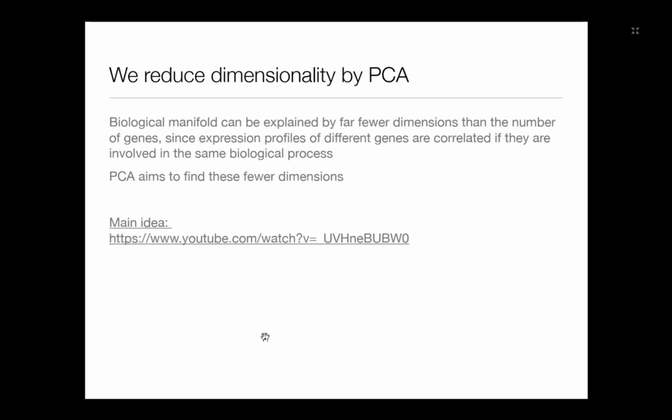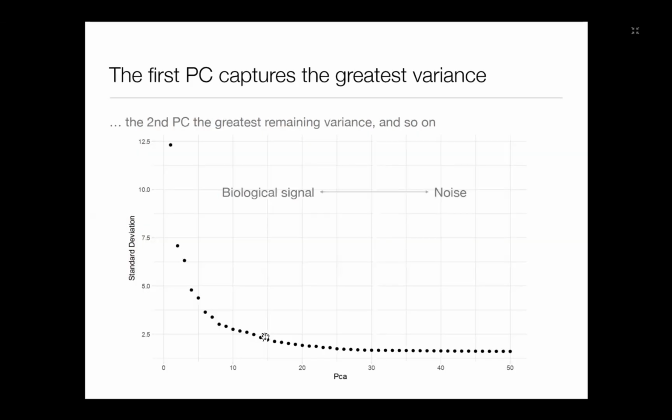I will not explain how principal component analysis works. If you want to learn more, again, I would say go to YouTube or search the internet. There are really good pages. But basically what we do is we find new dimensions, principal components, and they are sorted by the amount of variance they explain. So the first principal component explains the most variance in the dataset. The second principal component, the second most variance, and so on.